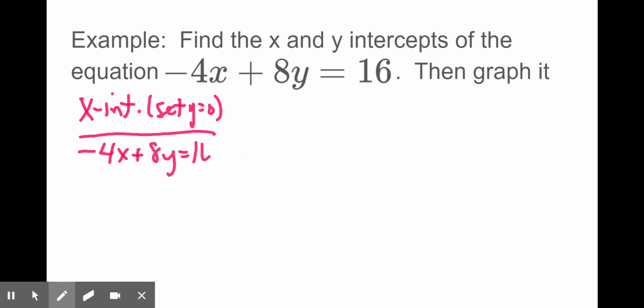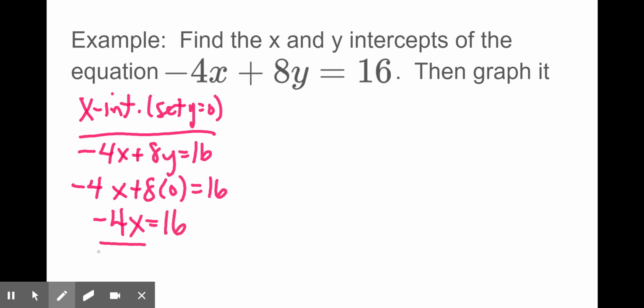So we have negative 4x plus 8, the y is 0, equals 16. 8 times 0 is 0. I don't need the plus 0, so I have negative 4x equals 16. Divide both sides by negative 4. And we get x equals negative 4. So my point here with the x-intercept is negative 4 for x and 0 for y.